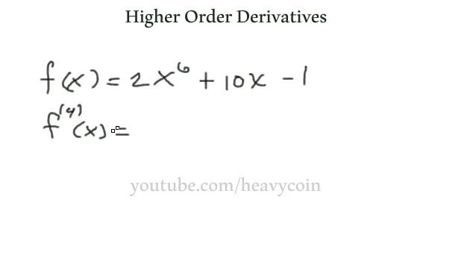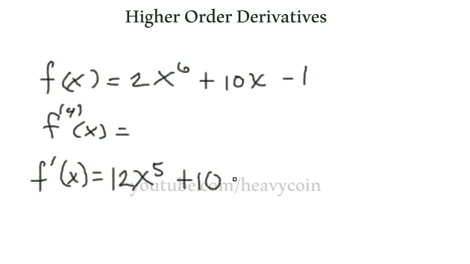So we want to take the fourth derivative. Okay, so we're going to say f prime of x is equal to 2 times 6 is 12, x to the fifth plus 10. So that's the first derivative. The second derivative is going to be 60x to the fourth.